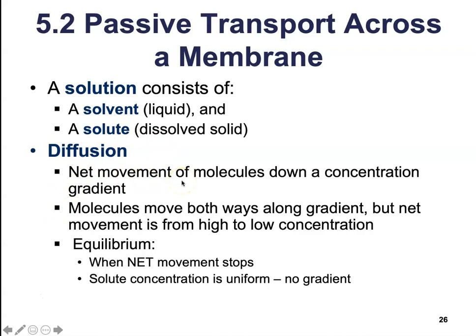If we're going to talk about the general term of diffusion, it is the net movement of molecules down a concentration gradient, from high concentration to low concentration, however you want to say it. But always remember that the molecules are moving both ways, but we talk about net movement. As these molecules move along their concentration gradient, eventually equilibrium will be met, and that is when the net movement stops. There is still movement back and forth, but the net movement has stopped. Solute concentration is uniform.